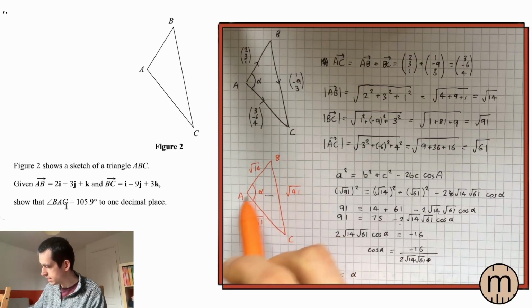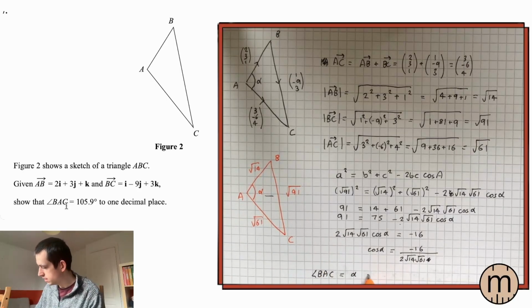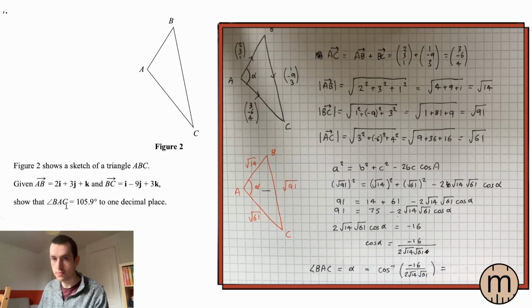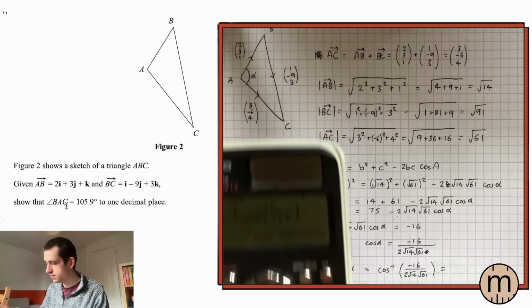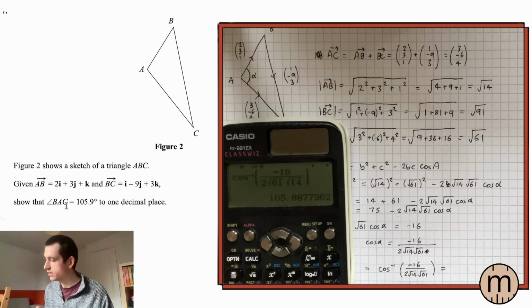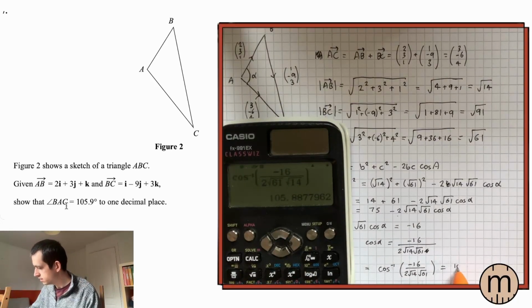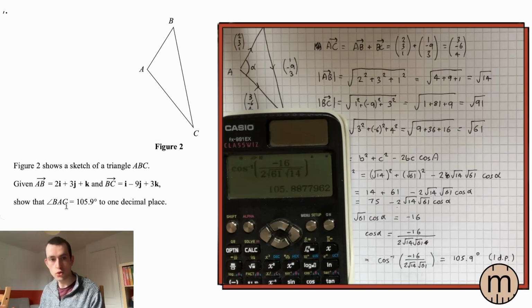is equal to our alpha, which is the inverse cos of this nasty expression, which is equal to, give me a moment, drum roll please, 105.9, at least when it's rounded to one decimal place, like this. All done, that's 5 marks.